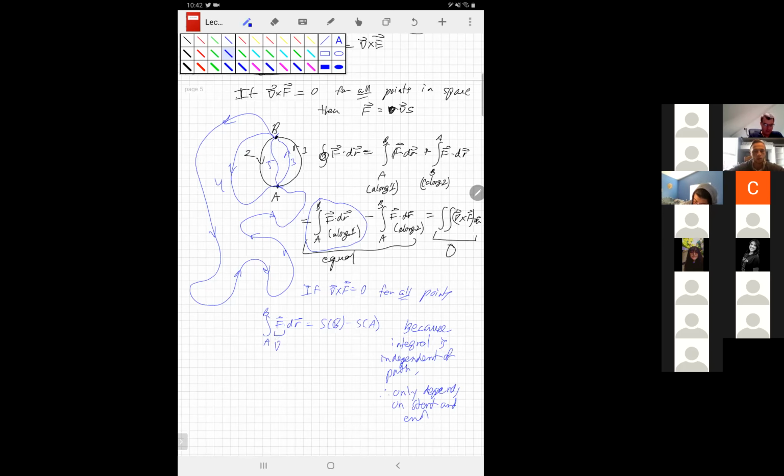And then that means that this is the gradient of S. Just like if I had in one dimension that the integral of f dx is equal to S of x2 minus S of x1, then we would immediately know that F is the derivative of S. So this is just a generalization of that.